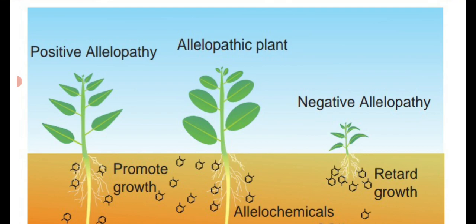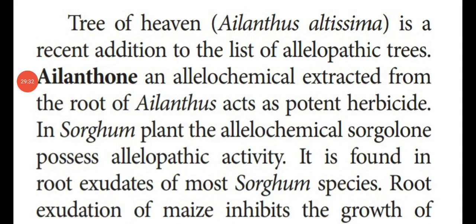It is a 3-mark question. Write short notes on allelopathy. Some other examples of allelopathy are the tree of heaven, known as Ailanthus altissima, which is a recent addition to the allelopathy process. Ailanthone is an allelochemical extracted from the root of Ailanthus, which acts as a potent herbicide.